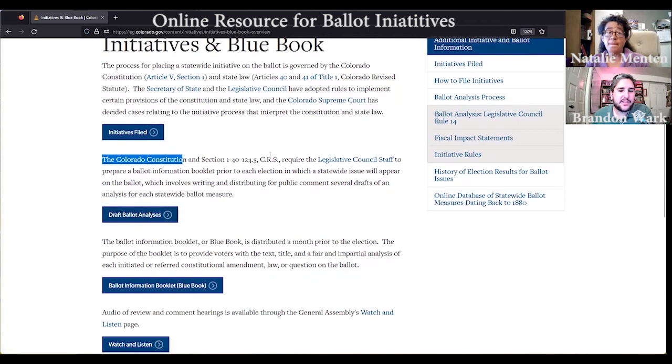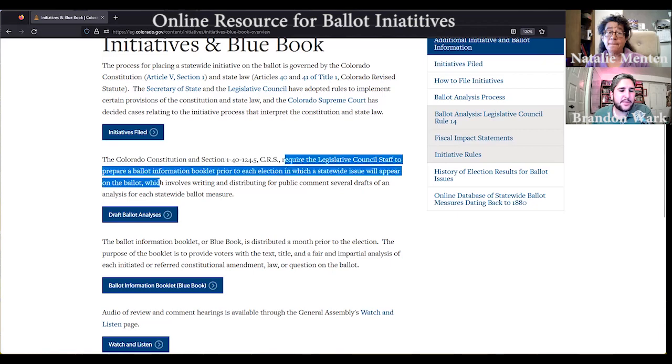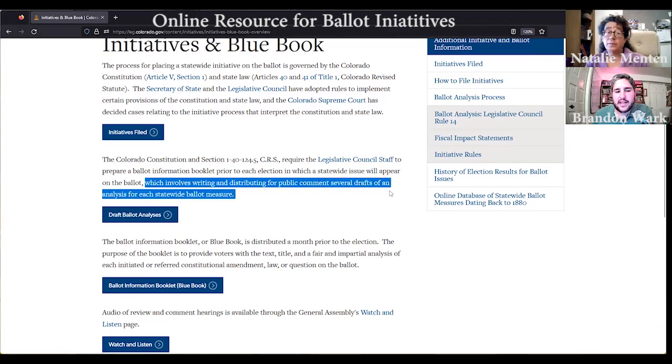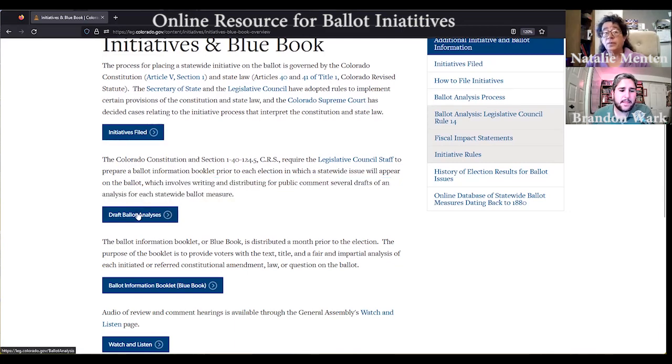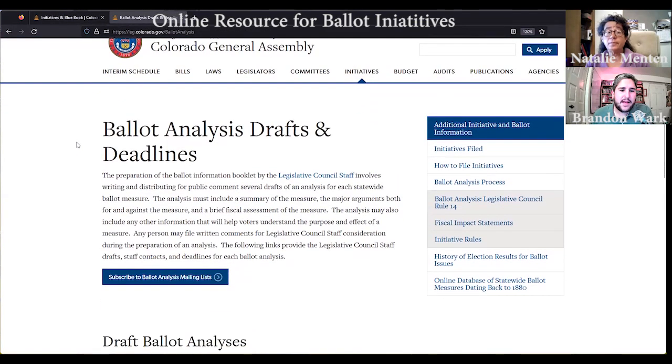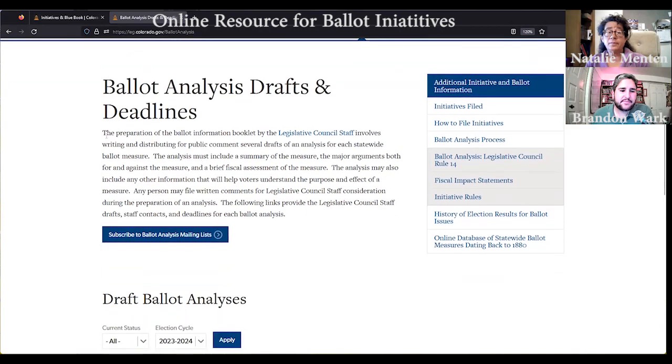So the Colorado Constitution requires the Legislative Council staff to prepare a ballot information booklet, that's our blue book, prior to each election in which a statewide issue will appear on the ballot, which involves writing and distributing for public comment several drafts of an analysis for each statewide ballot measure. So, of course, Natalie, that's what you were talking about in the previous video, how individuals can get involved in that process. And a lot of that starts right here with this website. Yes, so click into draft ballot analyses, ballot analysis drafts and deadlines.